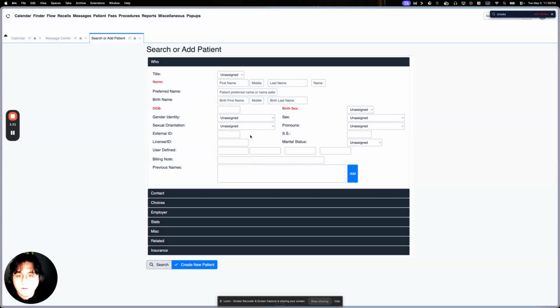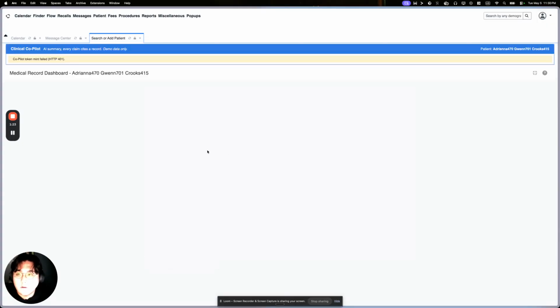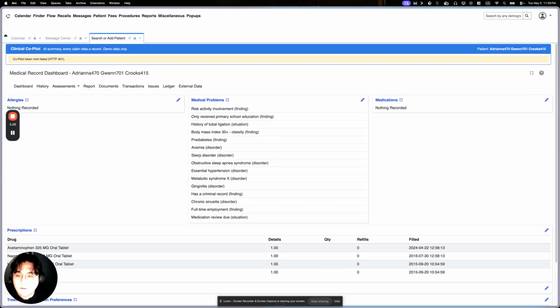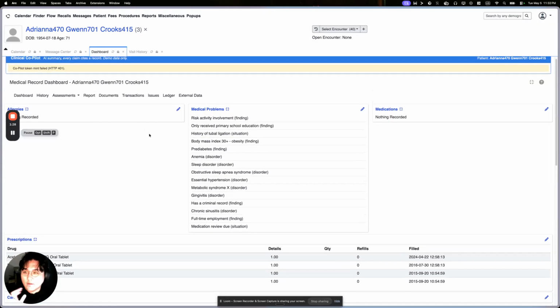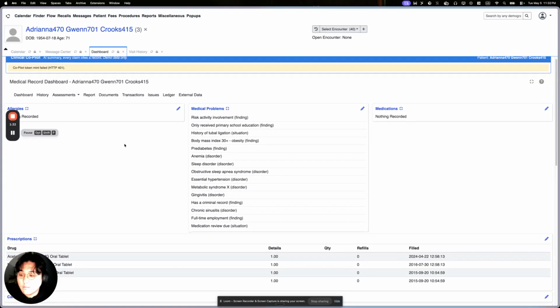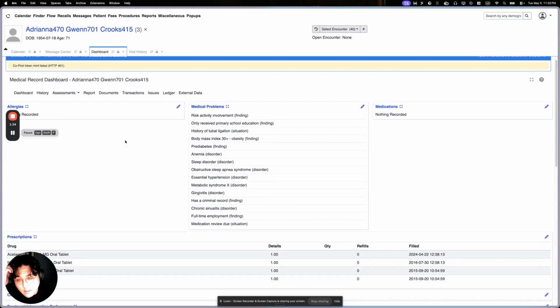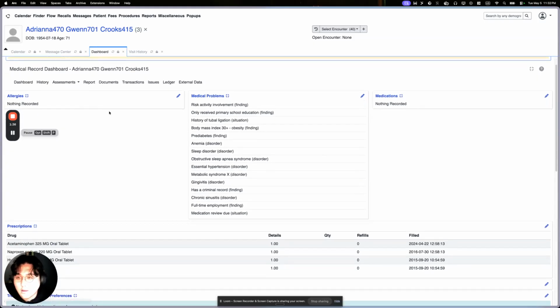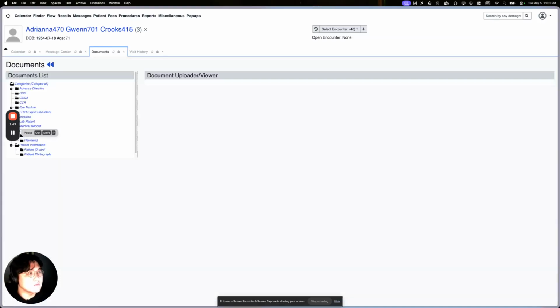So we're going to go into this patient. There is a slight issue here with the auth that I'm dealing with at the moment, but that's for the Copilot here. What I'm focused on right now is the document retrieval and uploading system, which we're going to look at here.